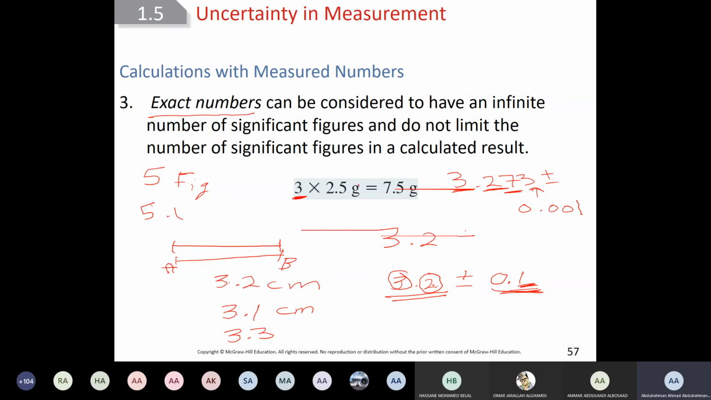And each egg's mass is 2.5 gram. Then what's the total mass of the eggs? 7.5. Exactly. How should I report it? 1 or 3 or 2 significant figures? In exact numbers, don't count them in significant figures. So I don't care how many significant figures here. It's an exact number. No need. There is no error in this one. The error is only in mass, which is 2.5, and that's why I report it as 7.5.